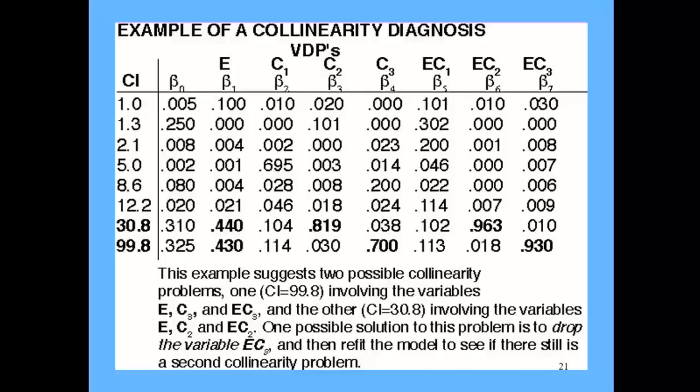But there are always if, ands, or buts. And one of the if, ands, or buts is how high is high. Okay? And how high is high in terms of the VDPs, and how high is high in terms of the condition indices. But there are other buts.